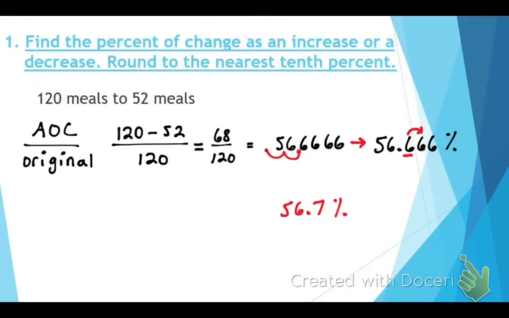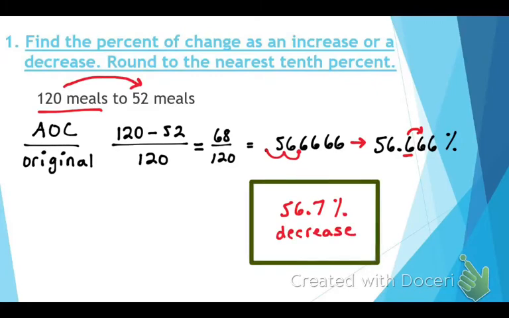Okay, now think about it. We had 120 meals, and at the end of the day, we had 52 meals. Is that an increase or a decrease? That is a decrease, okay? The amount of meals we had decreased. So the correct answer is 56.7% decrease.